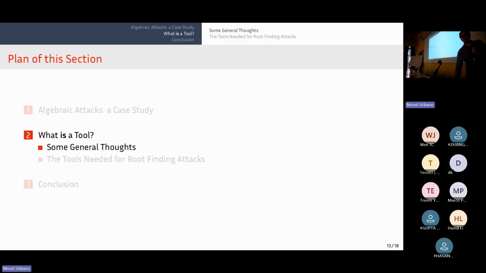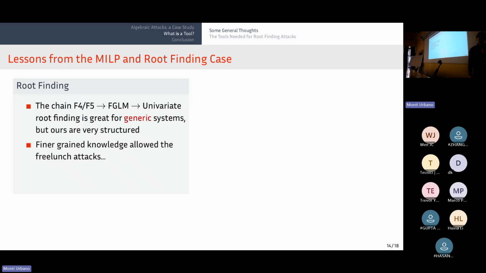But what is a tool? So in the root finding case, sorry, it's harder to talk.